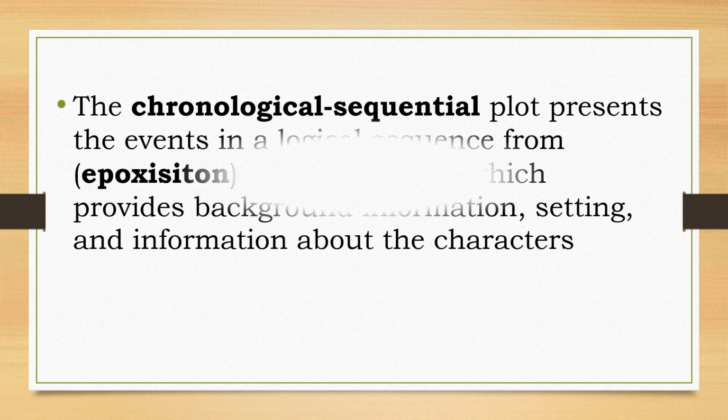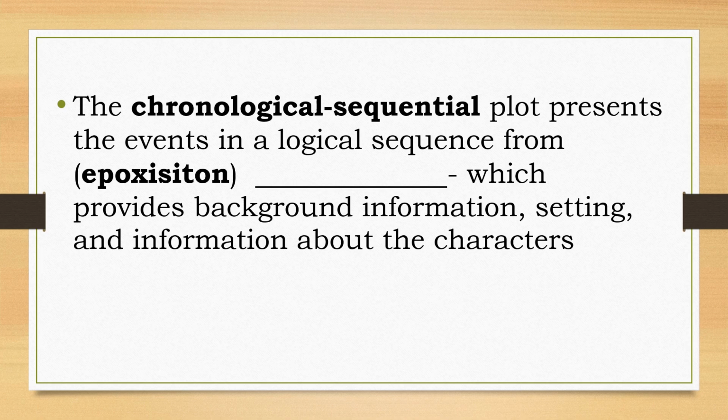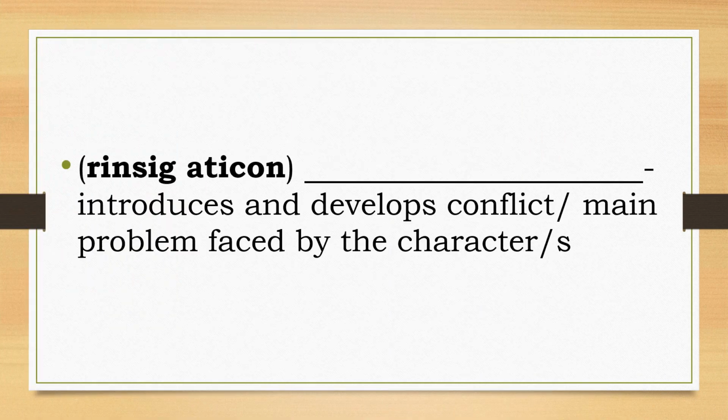Next. The chronological sequential plot presents the events in a logical sequence from blank, which provides background information, setting, and information about the characters. And the correct answer is very good, exposition. Next, blank introduces and develops conflict, the main problem faced by the characters. And the correct answer is very good. Rising action.